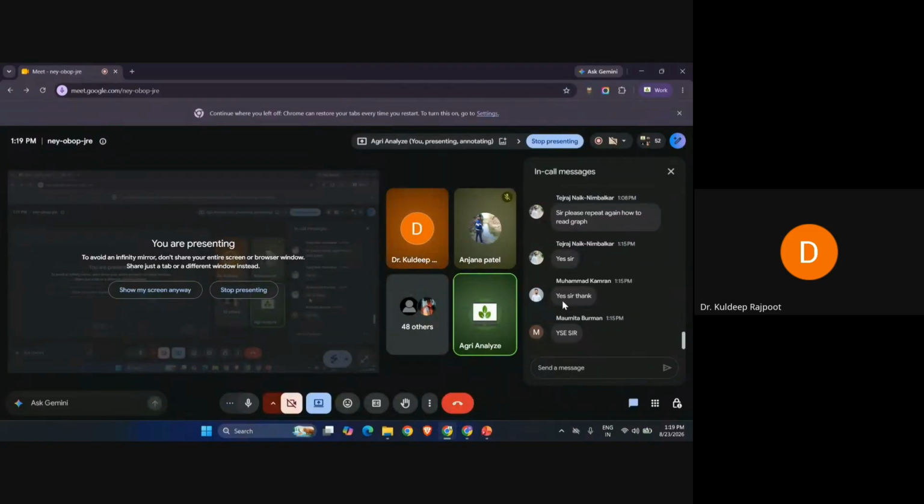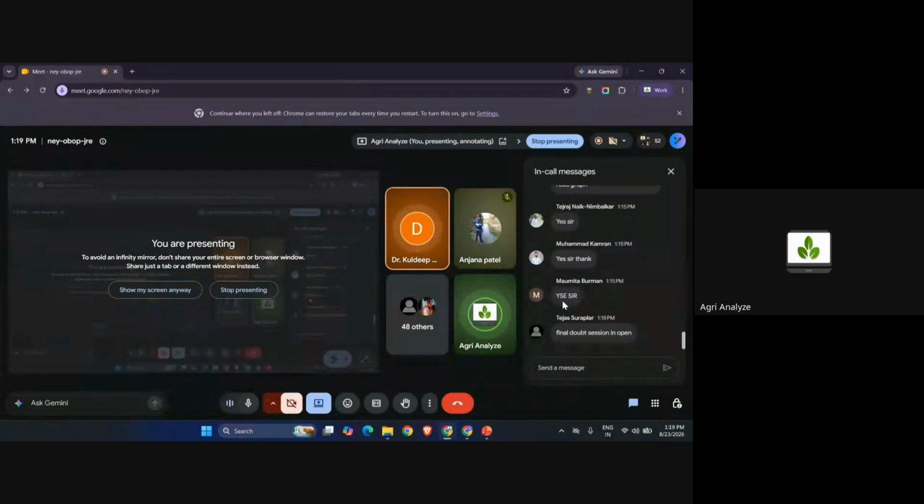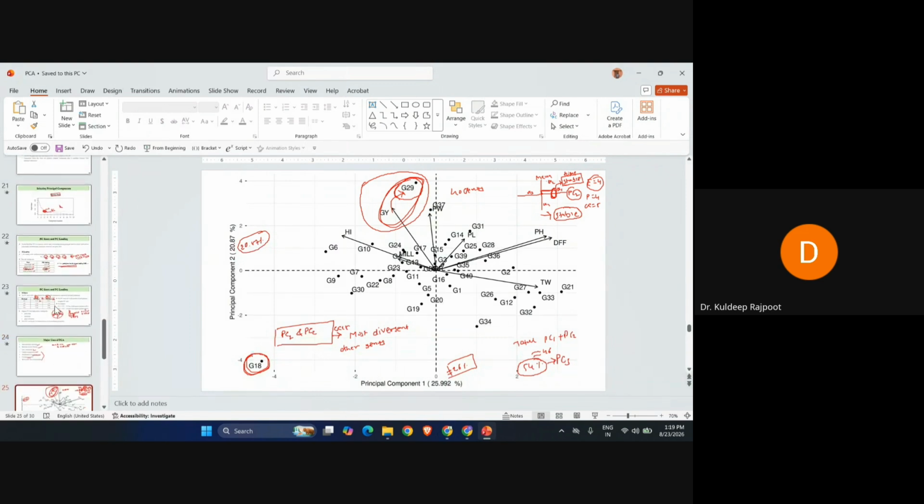Hello, sir. Yes, Dr. Kuldeep. Yes, sir. First, you said that as per the rule, if eigenvalue is greater than 1, then we should select it for the PC purpose. And here the PC4 has an eigenvalue less than 1, and you selected it for the study purpose. Can you elaborate how and why?